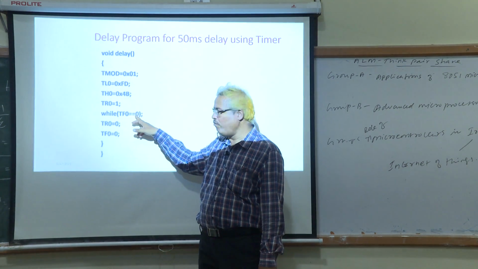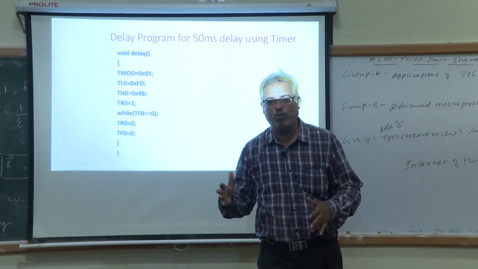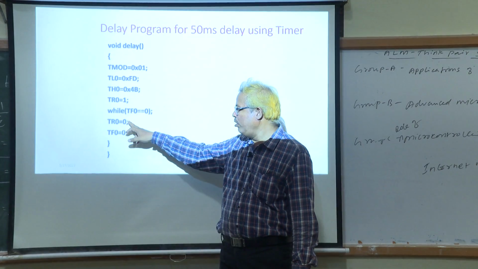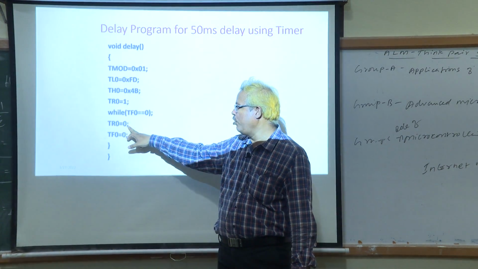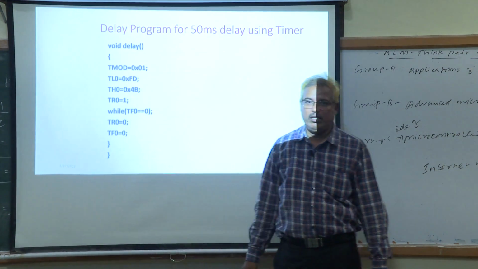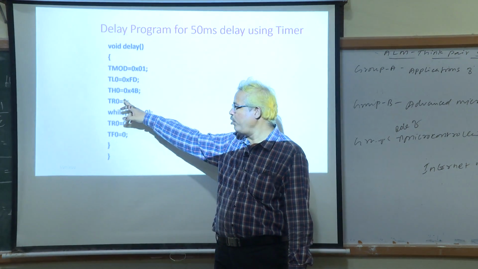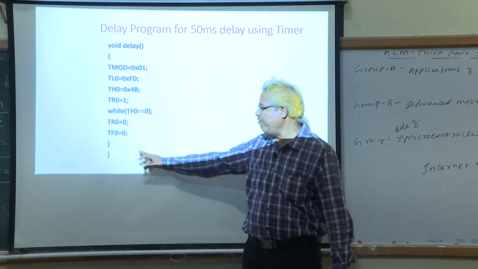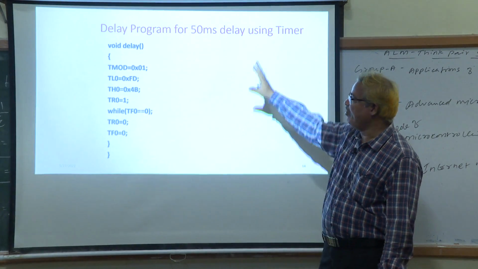Once TF0 becomes 1, that means the timer has overflowed. If there is an overflow of the timer, it comes out of the while loop, and then TR0 becomes 0, that is, the timer is stopped. So that is the program here. As a programmer, we can start the timer and we can stop the timer. The timer is started here, and when there is an overflow, the timer is stopped. Then the flag is also set to 0. So this function will create a 50 millisecond delay.